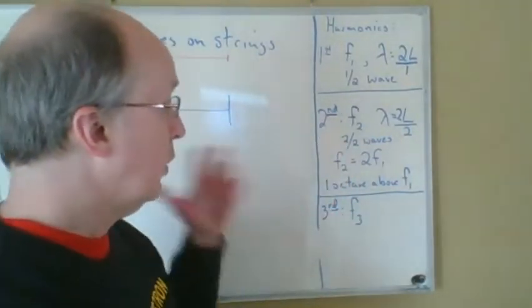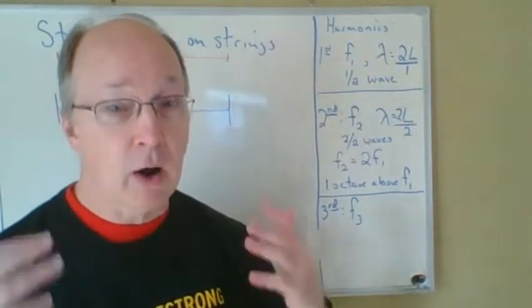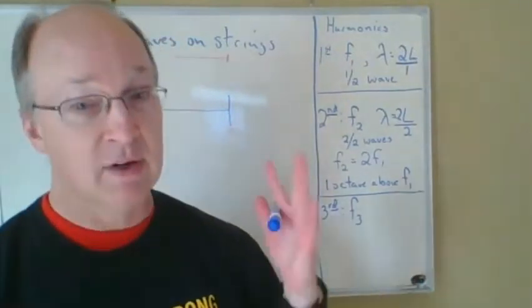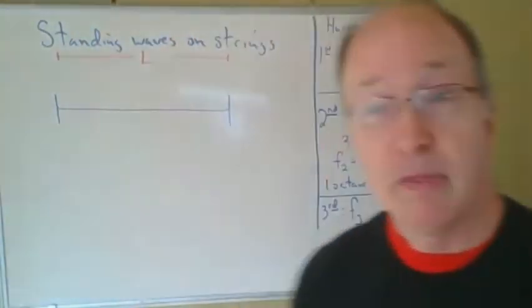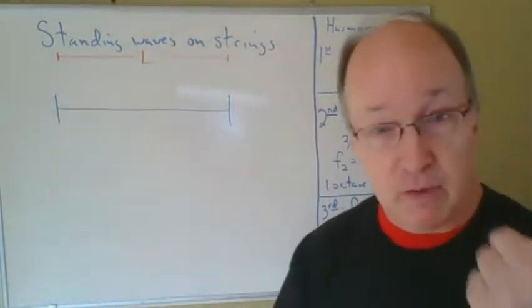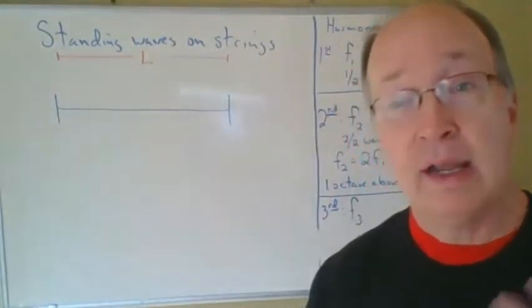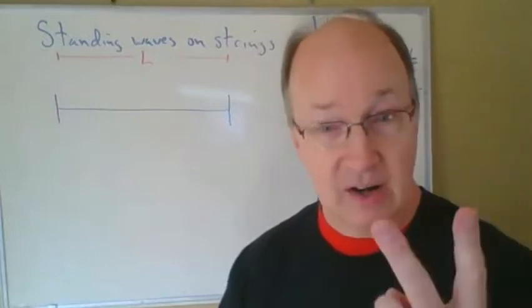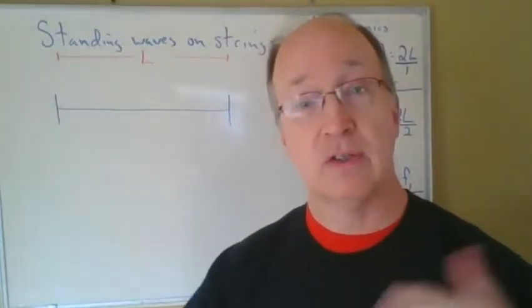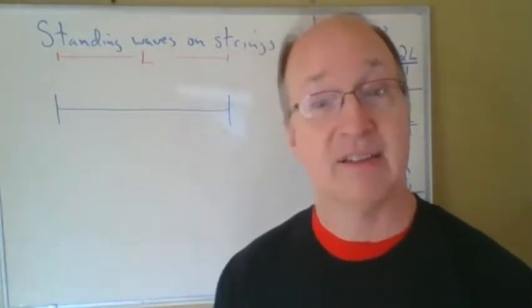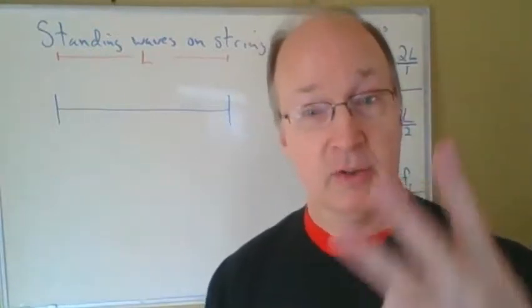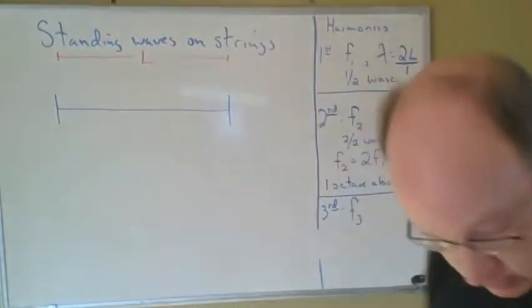Okay, so let's go to the third harmonic standing wave. First thing we want to do is talk about what it looks like. And remember the pattern for what these look like. The first harmonic had one antinode and two nodes. The second harmonic had two antinodes and three nodes. So the third harmonic is going to have three antinodes and four nodes. So what does that look like?